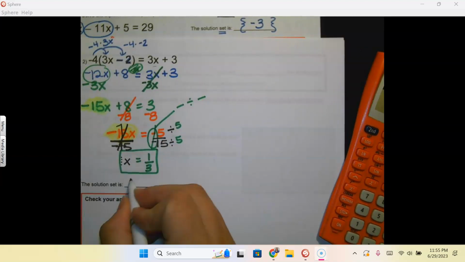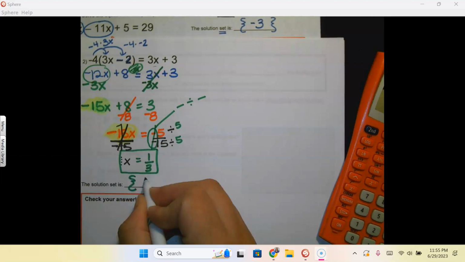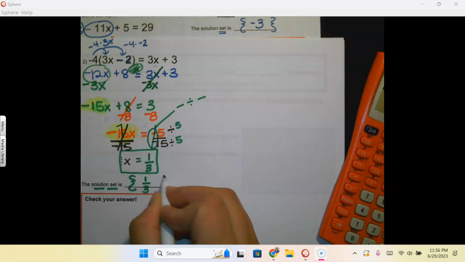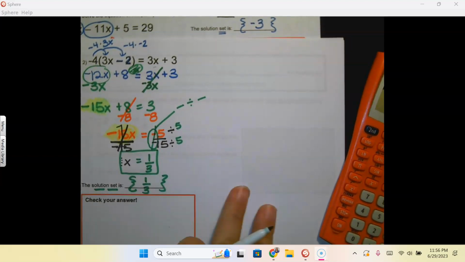Again, on a test, I would accept it if you wrote it like that. And on online homework systems, if you see the solution set with curly brackets like this, it just wants you to write your 1/3 inside there.